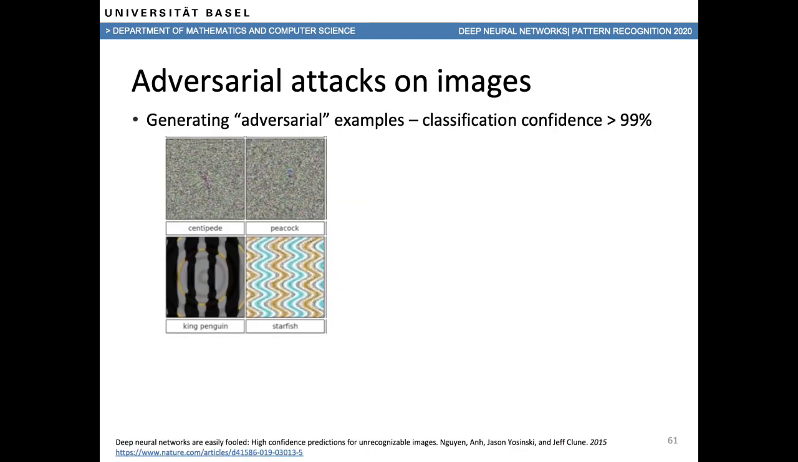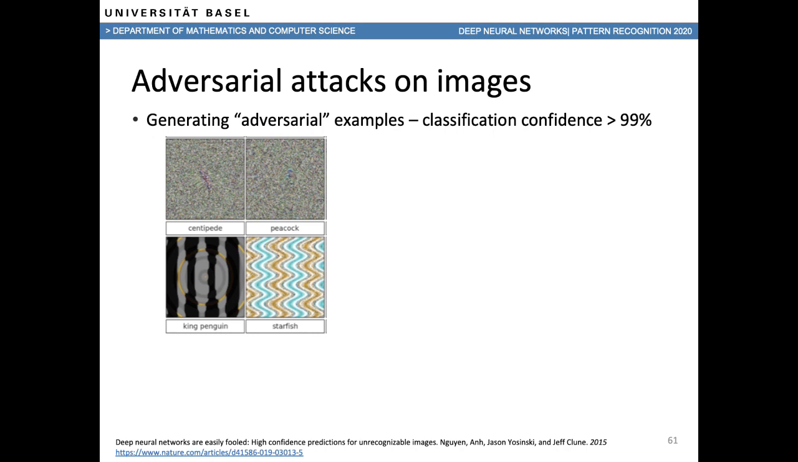We can also look at just random noise. For instance, the image here on the top left, where this random noise is classified as a centipede or a peacock. And we have these 2 other random images which are classified as a king penguin or a starfish. And this is with classification confidence over 99%. So it's not just that it's saying, I'm a few percent certain that this is, for instance, a starfish. No, the network is really, really certain about its output here.